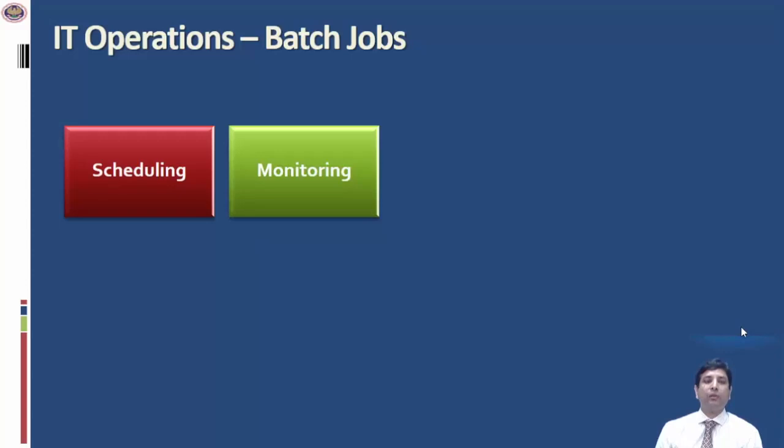We also need to look at the aspect of how batch jobs are monitored. It is not just enough to schedule and leave the batch jobs and assume that the batch job has completed successfully. The company has to have a process in place to make sure that the batch job is completed successfully without any errors. In case there are errors which are noted in the batch job, the same should be identified in a timely manner and the corrective action needs to be taken.